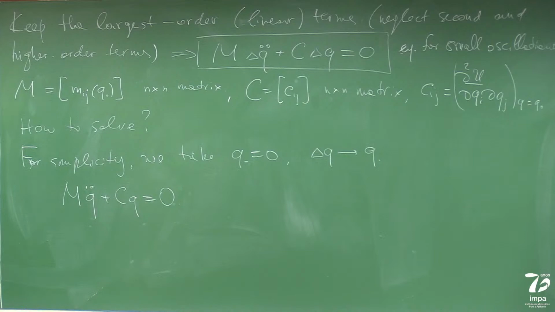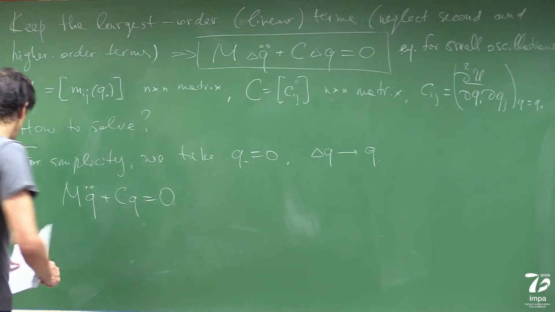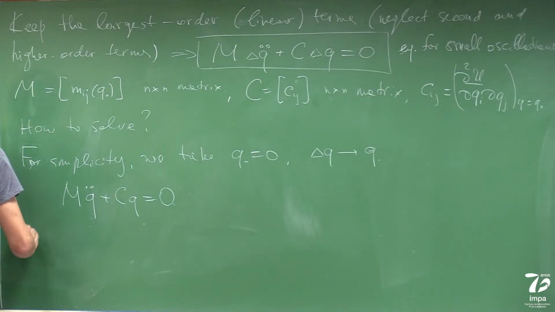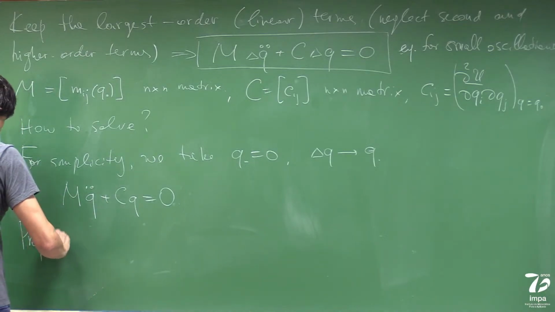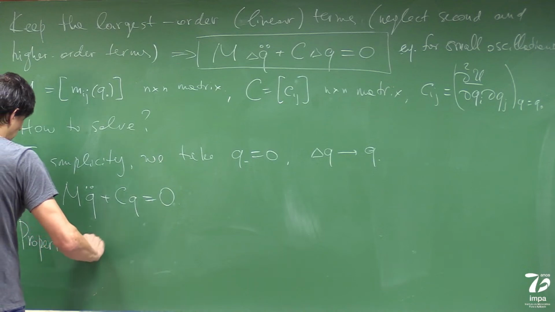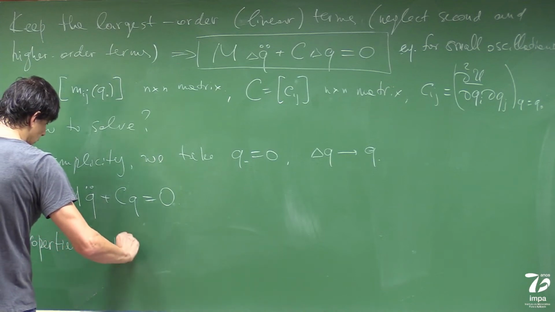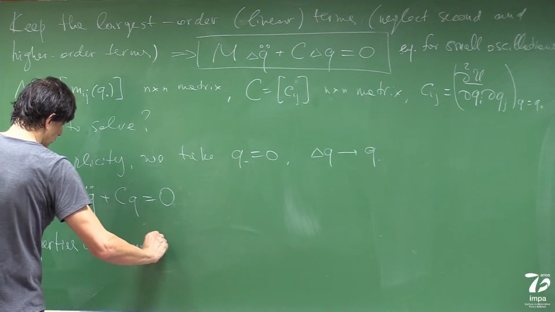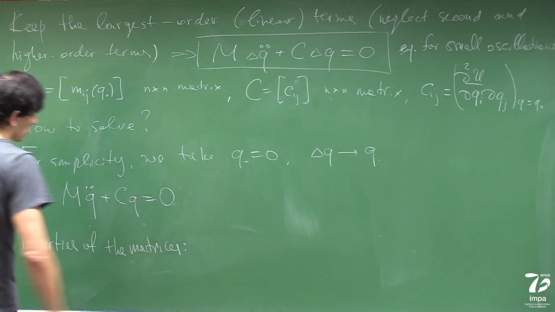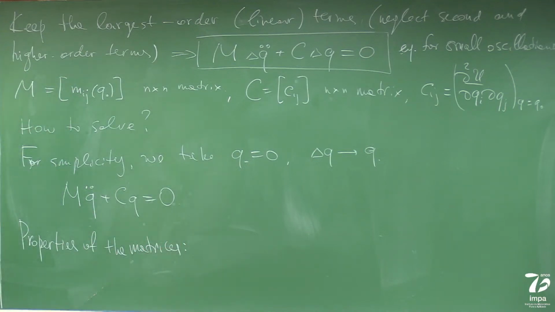Very important properties of this equation are the properties of the matrices. So what are the properties of matrices? The first property is symmetry.